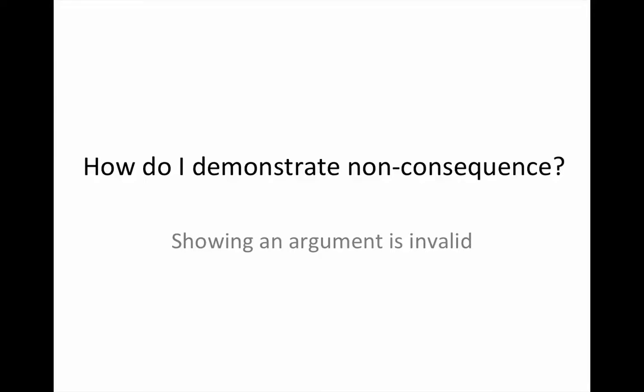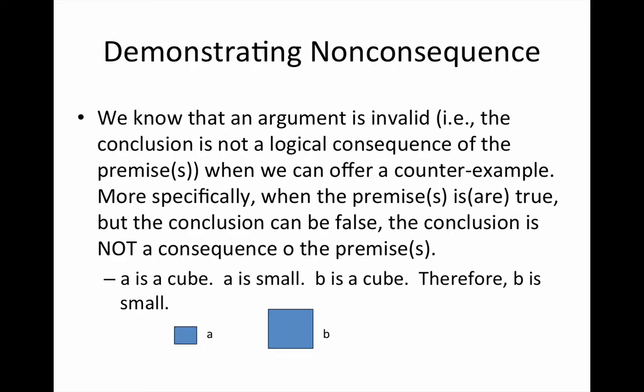This explainer answers the question, how do I demonstrate non-consequence? In other words, how do I show that an argument is invalid? Now, we're going to start out with the understanding that an argument is valid when it's impossible for the conclusion to be false if the premise or premises are true. When we can falsify the conclusion of an argument without thereby falsifying one or more of the premises. In other words, if the conclusion can be false while the premises are true, the argument is invalid.